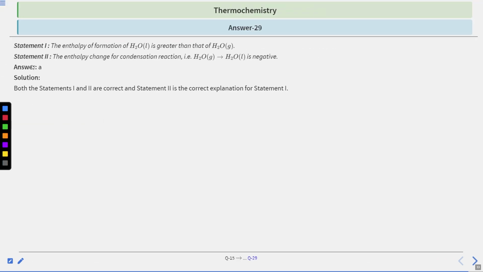Okay, so the correct answer is option A. Both statements 1 and 2 are correct, and statement 2 is the correct explanation for statement 1.